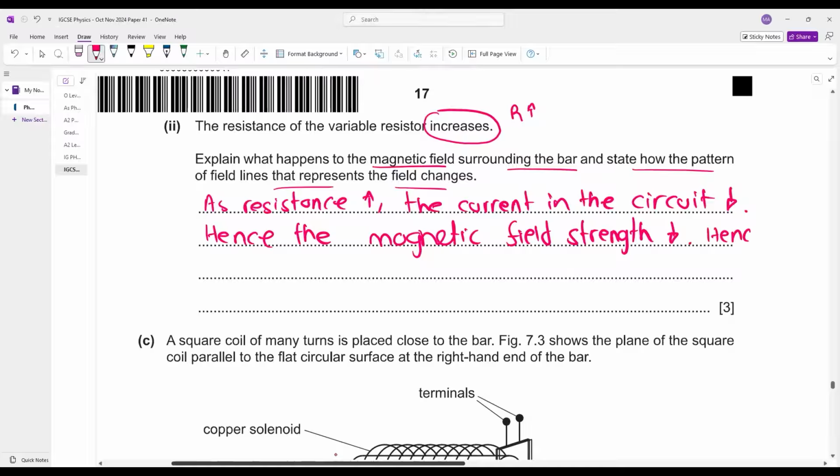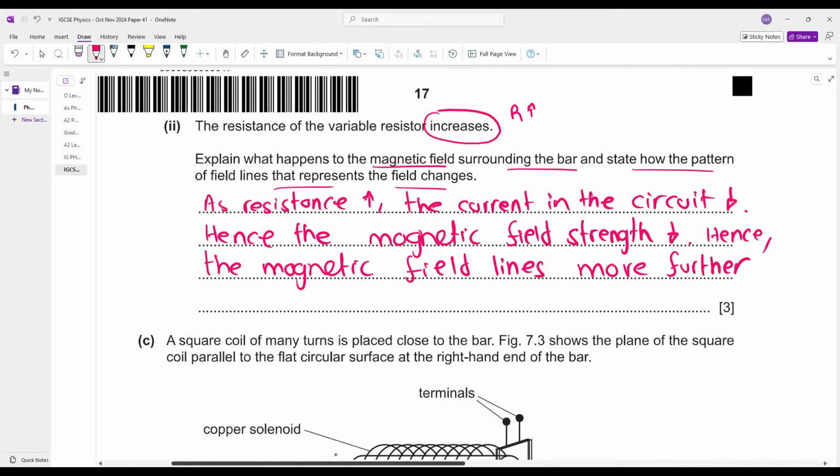Hence, the magnetic field lines move further apart. Simple.